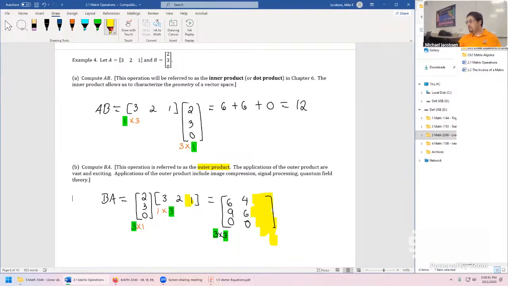Last column here is built off multiplying this column. Same pattern. So this will give us a 2, a 3, and then a 0. The red dot is meant to be kind of where your finger might have been or where your eyes are looking as you work through. And this is our resulting matrix.